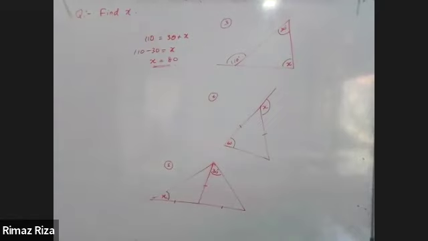The exterior angle is equal to the sum of the interior opposite angles. 120 equals the sum of these two angles. This equals x plus 50 equals 120. 40 plus 45 equals x. That's all.